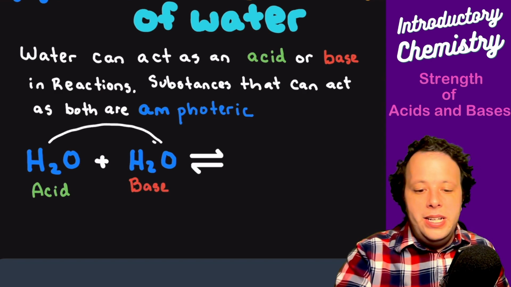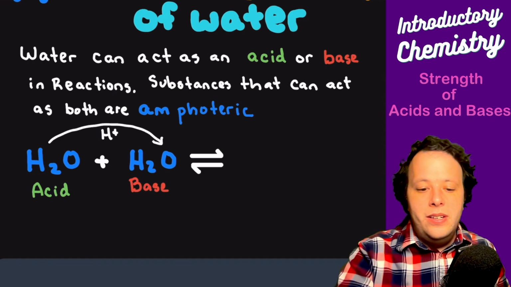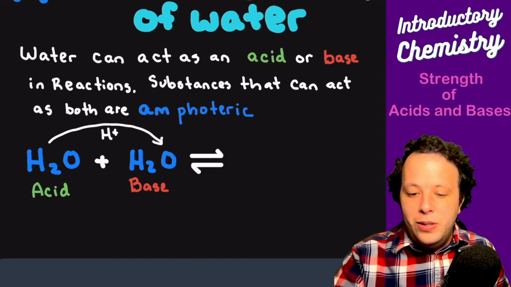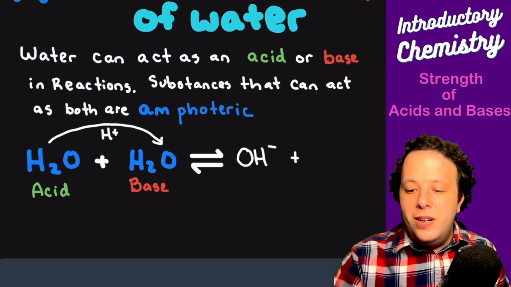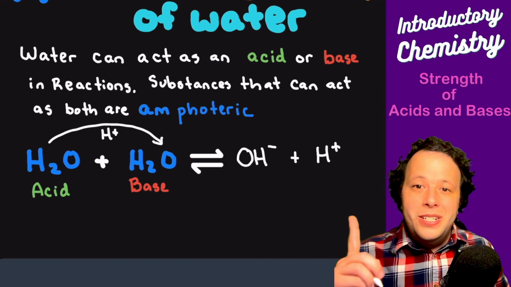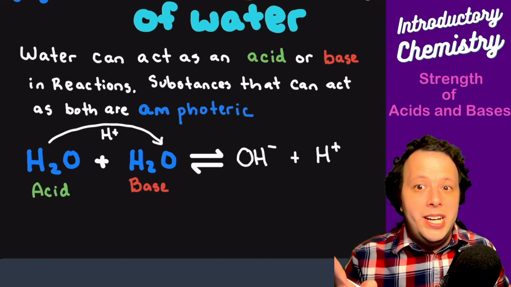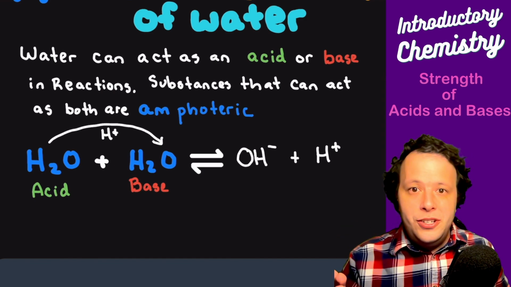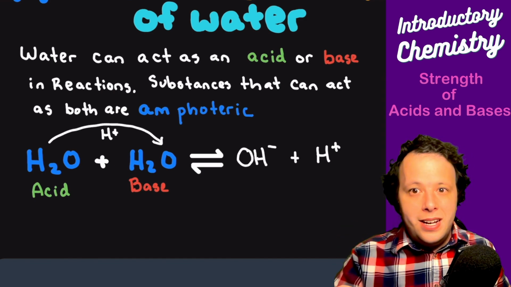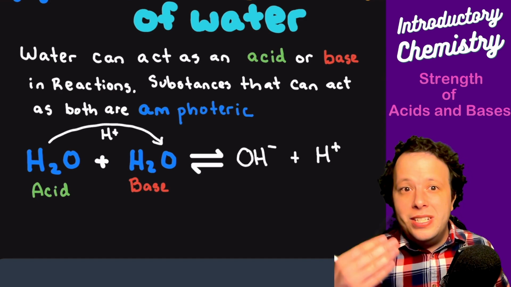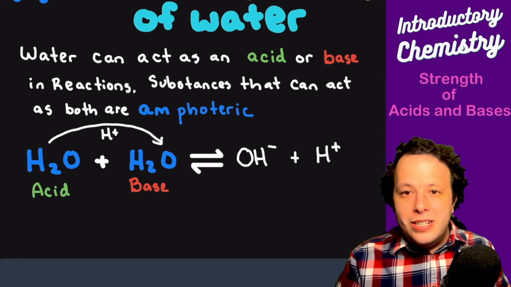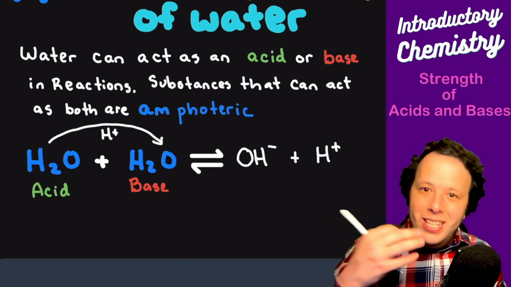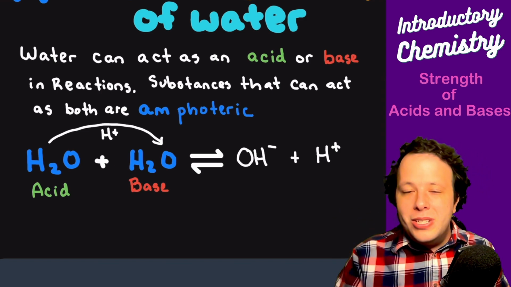Well, if we donate our proton to the other one, on the left-hand side what's left is OH-, and then we'll also have H+ as a result, which if you remember, is your Arrhenius acid-base definition. Water produces protons and it produces hydroxides. It also follows the Bronsted-Lowry definition, right? It donated a proton, it received a proton, it fits both. So they can do that.